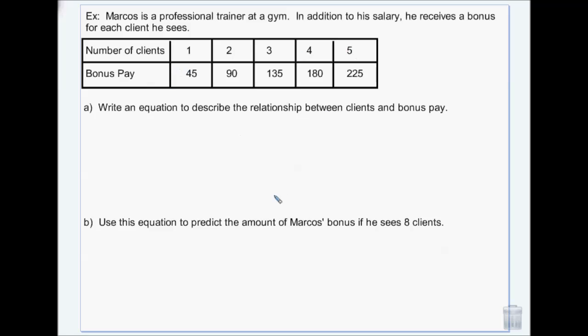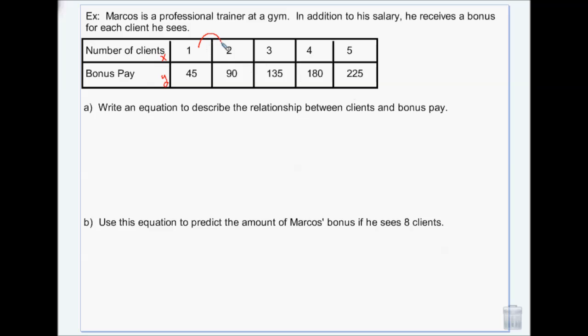All right, how do we write a proportional equation? First we need to also determine if it is proportional, but how do we do it? Okay, Marcos is a professional trainer at the gym. In addition to his salary, he gets a bonus for each client he sees. Here's his number of clients. Here's his bonus. That's going to be my x and that's going to be my y, because my bonus depends on the number of clients. And y always depends on x.